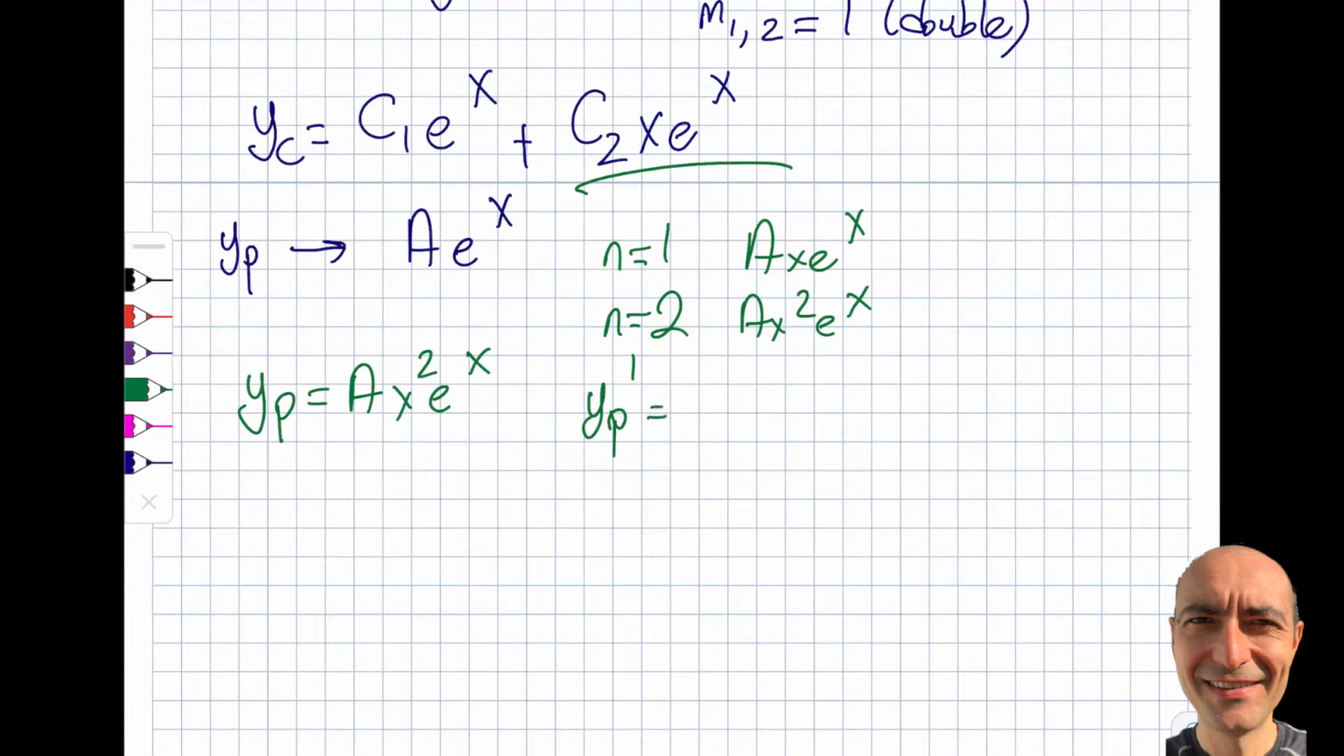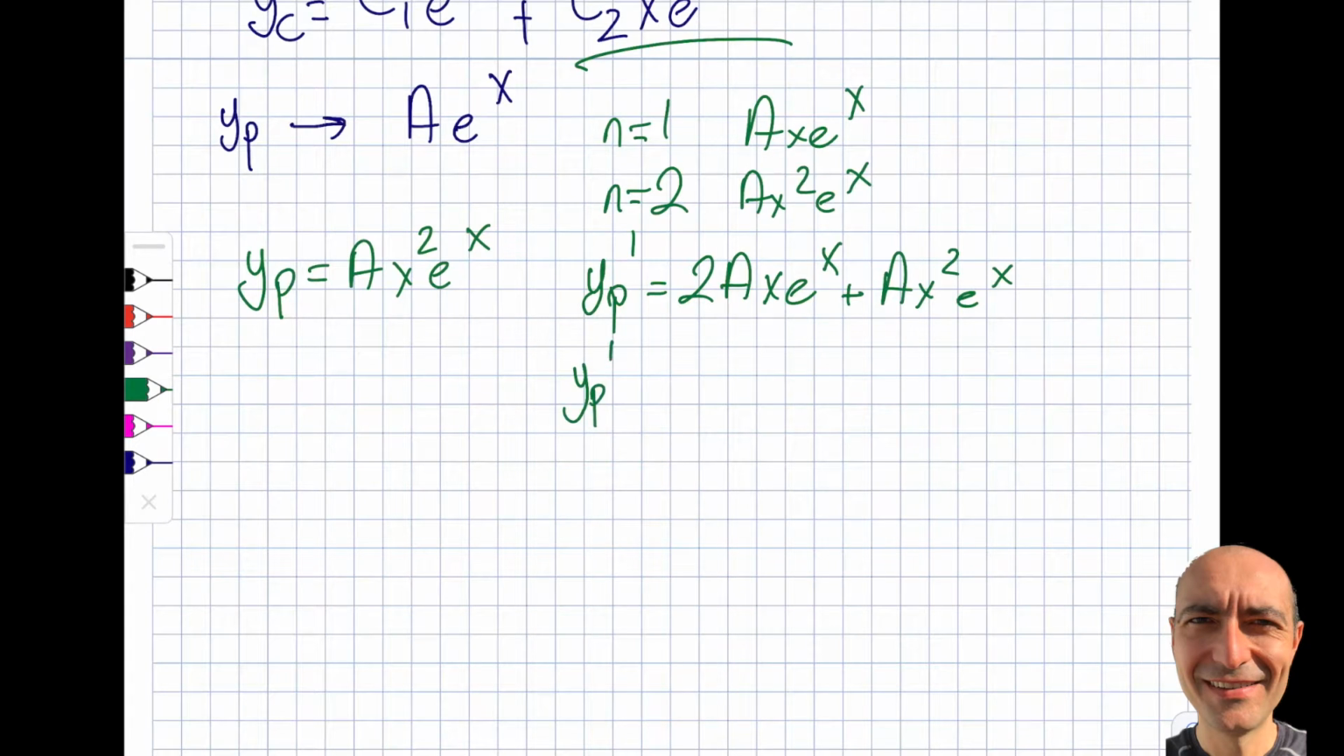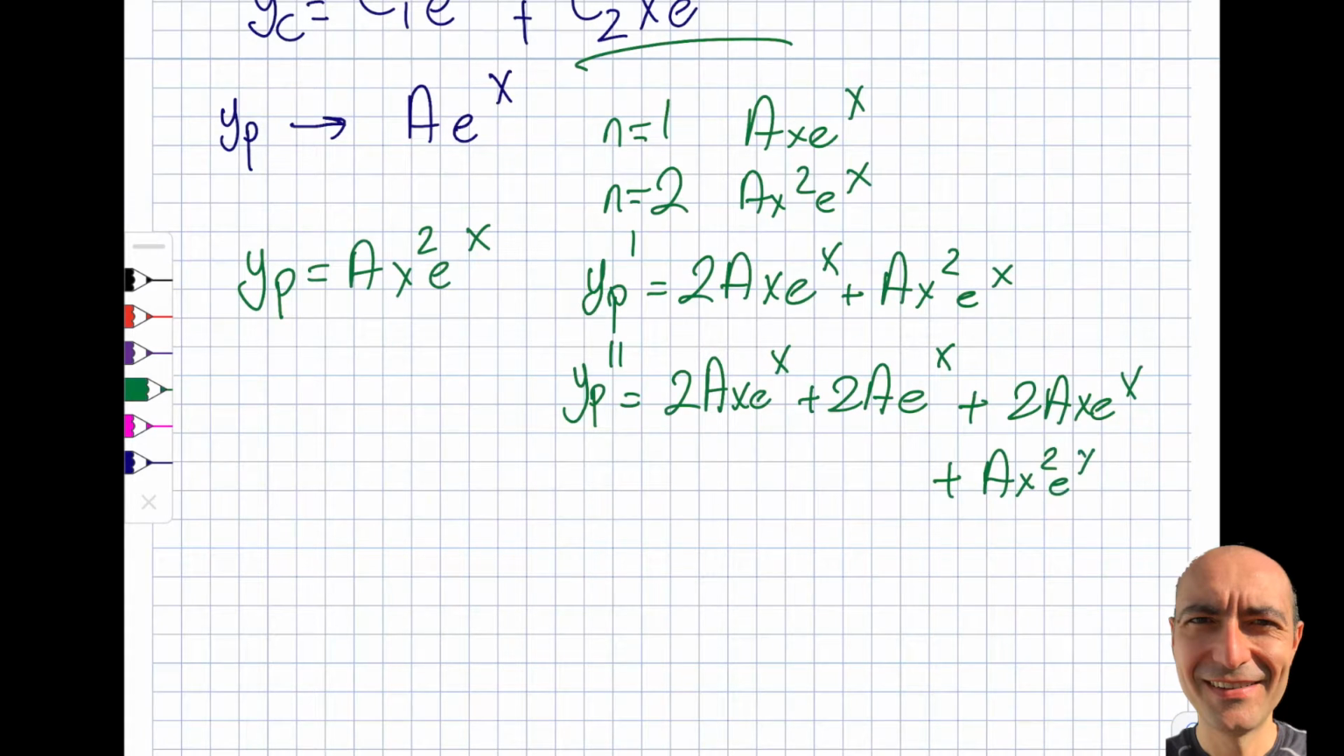yp prime will be equal to, a little bit more complicated than before, chain rule: 2ax e to the x plus ax squared e to the x. Not too bad. Let's do yp double prime. So it's going to be, again, another chain rule: 2ax e to the x, I'm taking it to say x, plus 2a e to the x. The second one is going to be 2ax e to the x plus ax squared e to the x. So let me see whether there's something that is summing up. Yeah, let's look at these two terms.